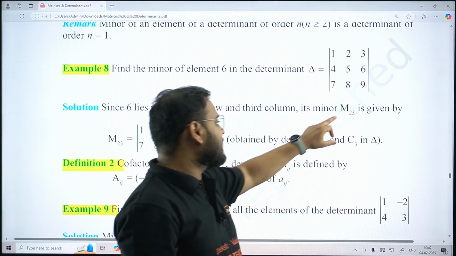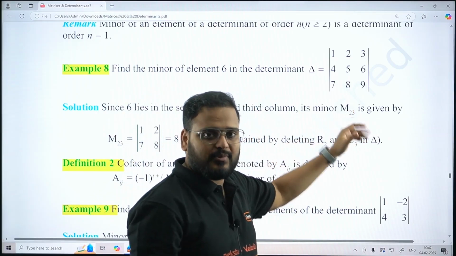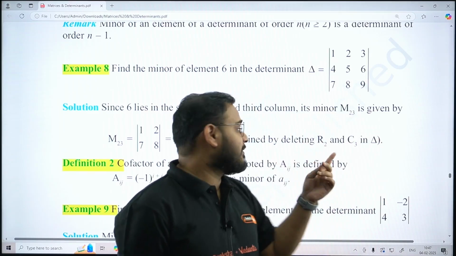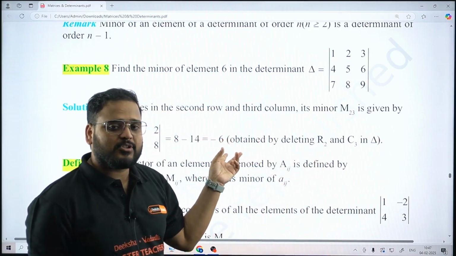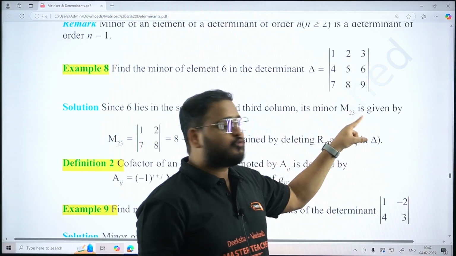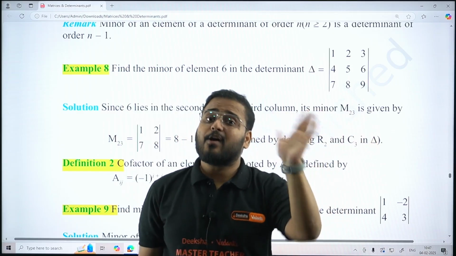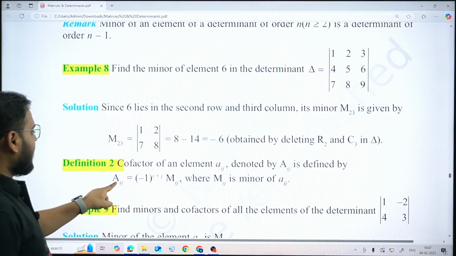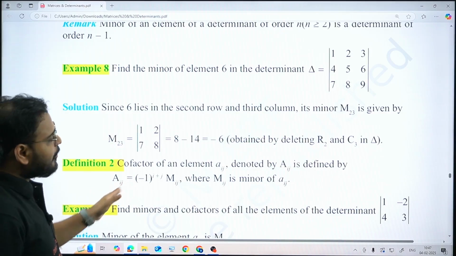Whenever the sum of the elements' position, basically the address 2, 3, row plus column, is odd, there will be a sign change. There will be a sign change, bacha. M of 2, 3. So you write the cofactor as A of 2, 3. There's a symbol over here, Aij, no? Okay, it'll become A of 2, 3.